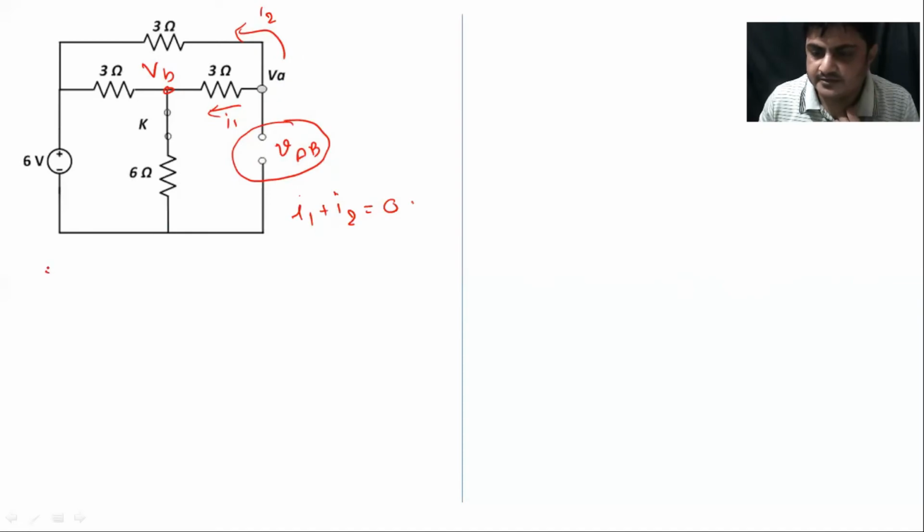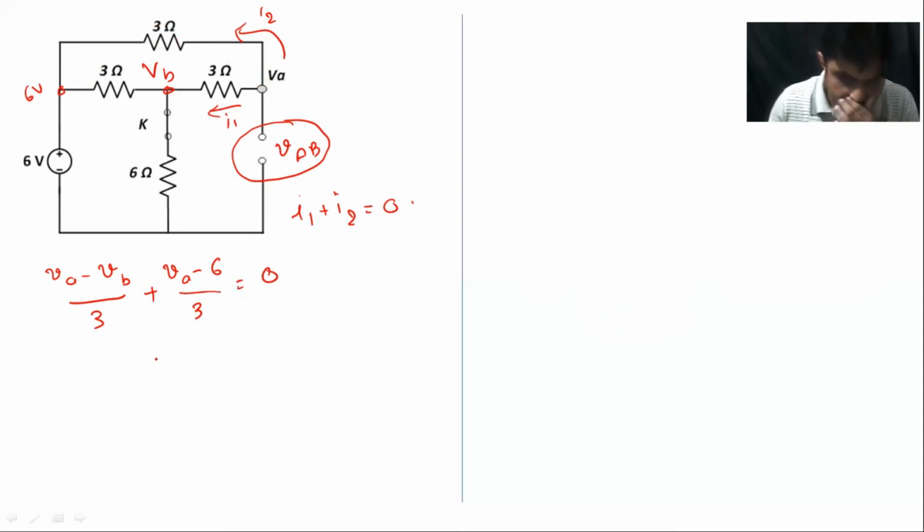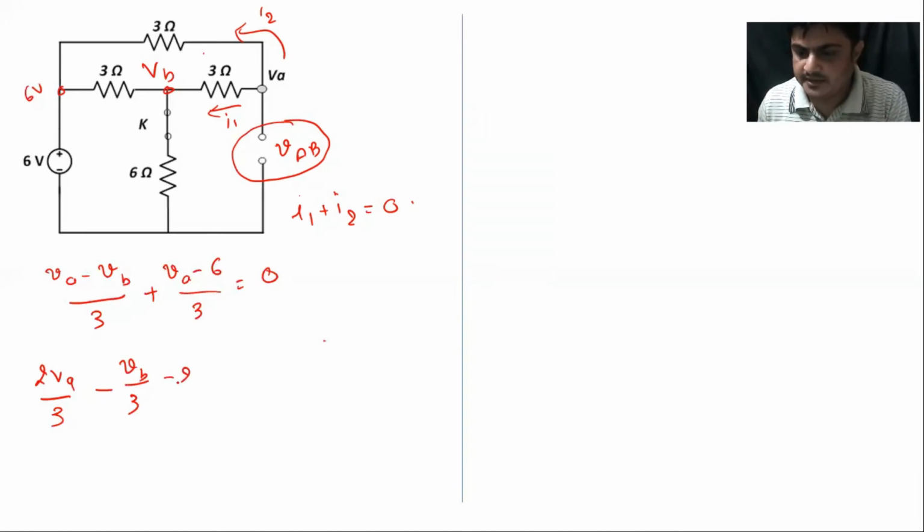What is I1? I1 is VA minus VB divided by 3, plus I2. I2 is the current flowing through this branch. So this is VA and the potential at this node is 6 volts. So this is VA minus 6. Let me write down VA minus 6 divided by the resistance, that is 3 ohm. So VA minus 6 divided by 3 is equal to 0. Okay, if I solve this equation, I have two variables, VA and VB. So let us further simplify this. You will get 2VA by 3 minus VB by 3 minus 2 equal to 0. So here you have two variables.